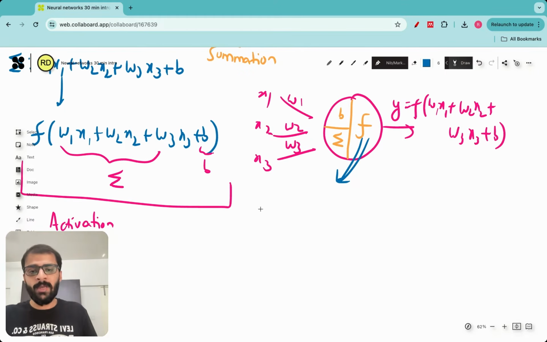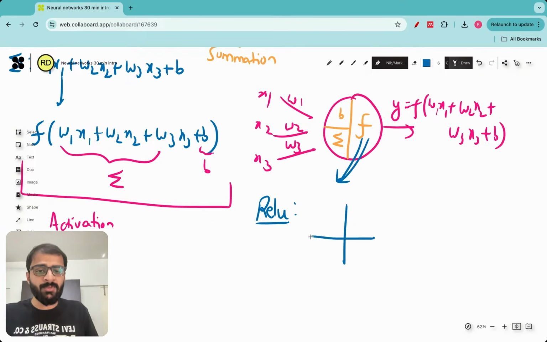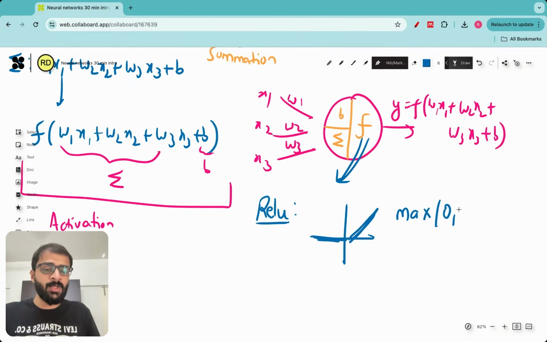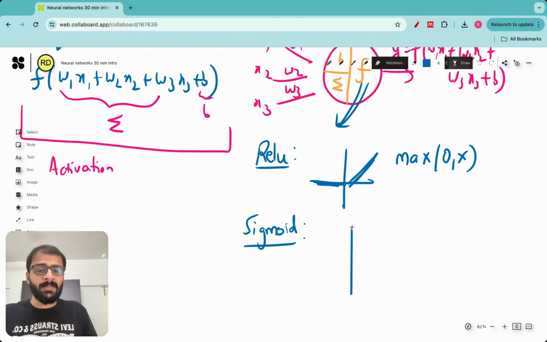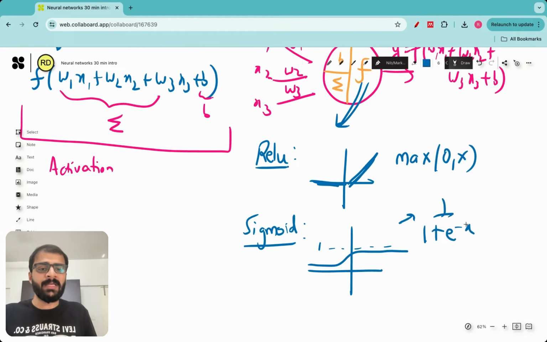But just to give you an overview of activation functions, ReLU is a very common activation function which looks something like this. For negative values of inputs, it's 0, and for positive values, it's just equal to x. So its function is max of 0 comma x. Another famous activation function is the sigmoid. And remember, the sigmoid assigns probabilities to events, so it looks something like this. The mathematical form is 1 upon 1 plus e raised to minus x.